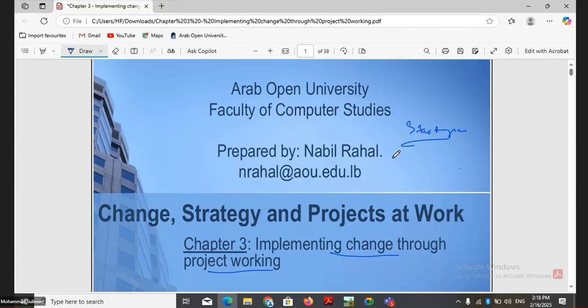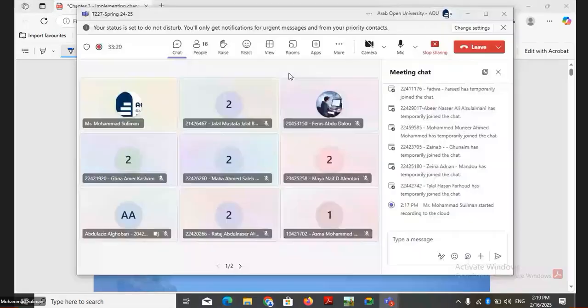And the working environment, zone 1 and zone 2. So we talk about different... we said that we analyze these factors to prepare a strategy to implement the change.